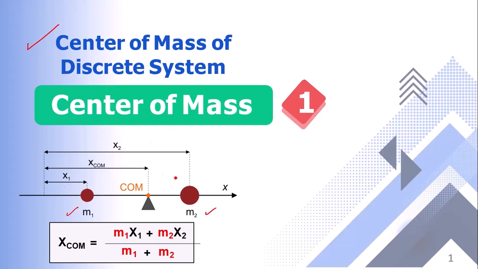So if M1, M2, M3, M4, these are, let us say, different particles. Let us say this is the M1 particle, this is the M2 particle, M3 particle, a number of particles are there. Now your objective is to replace all the particles by a single particle. That means at this point I want to replace the entire mass.